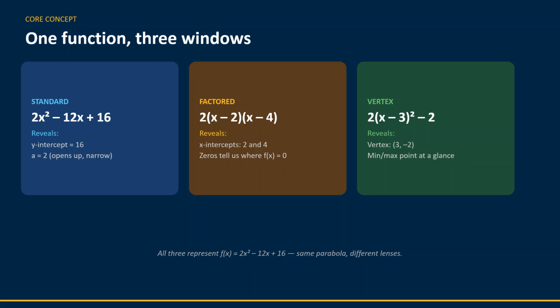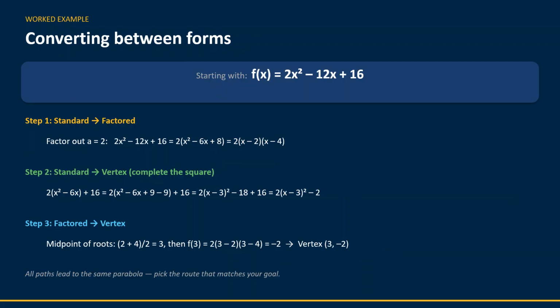If someone asks, where does the graph cross the y-axis? Use standard form. If they ask, where is the maximum or minimum? Use vertex form. The quadratic itself has not changed. Only the window you are looking through has changed. Now let us see how to move between these forms with a single example.